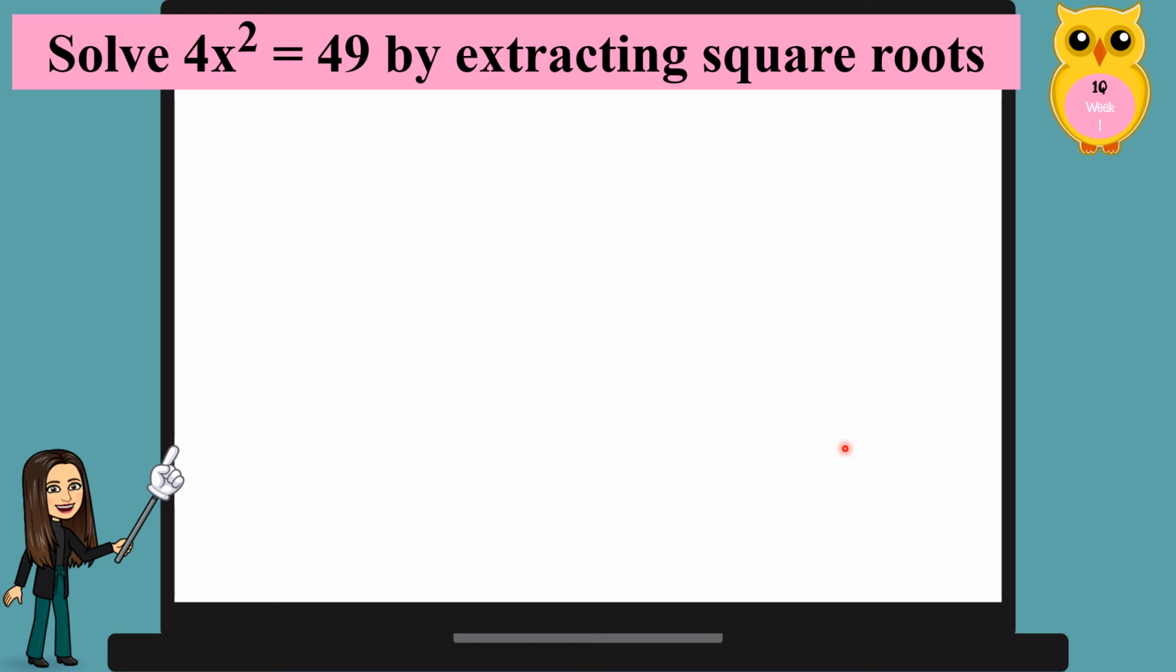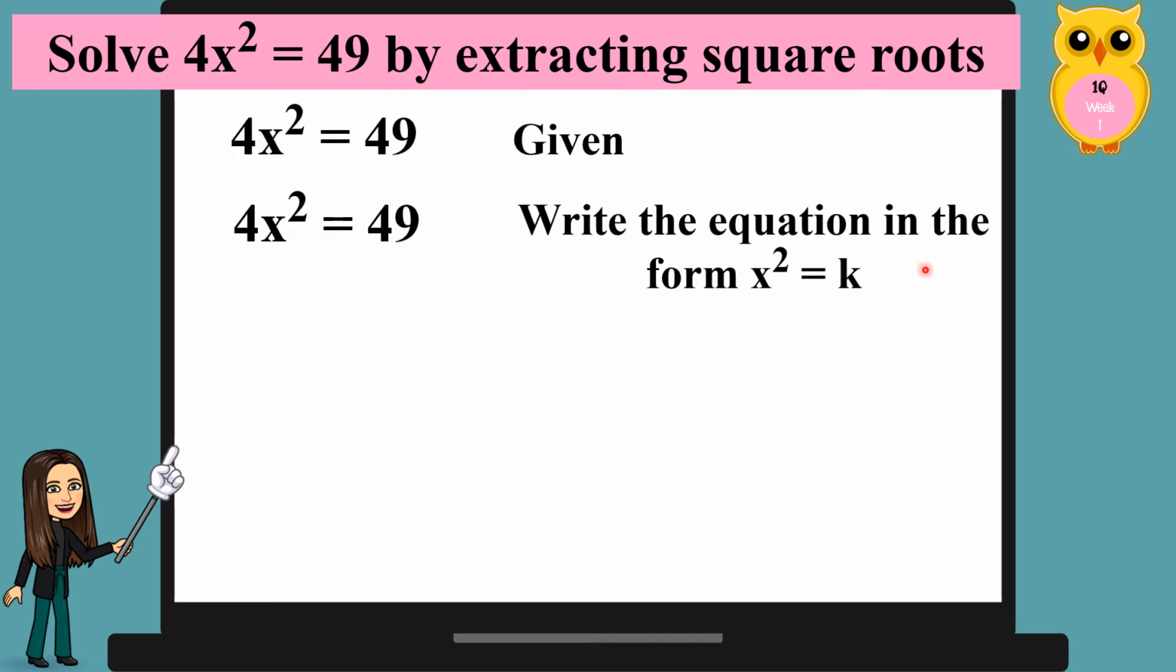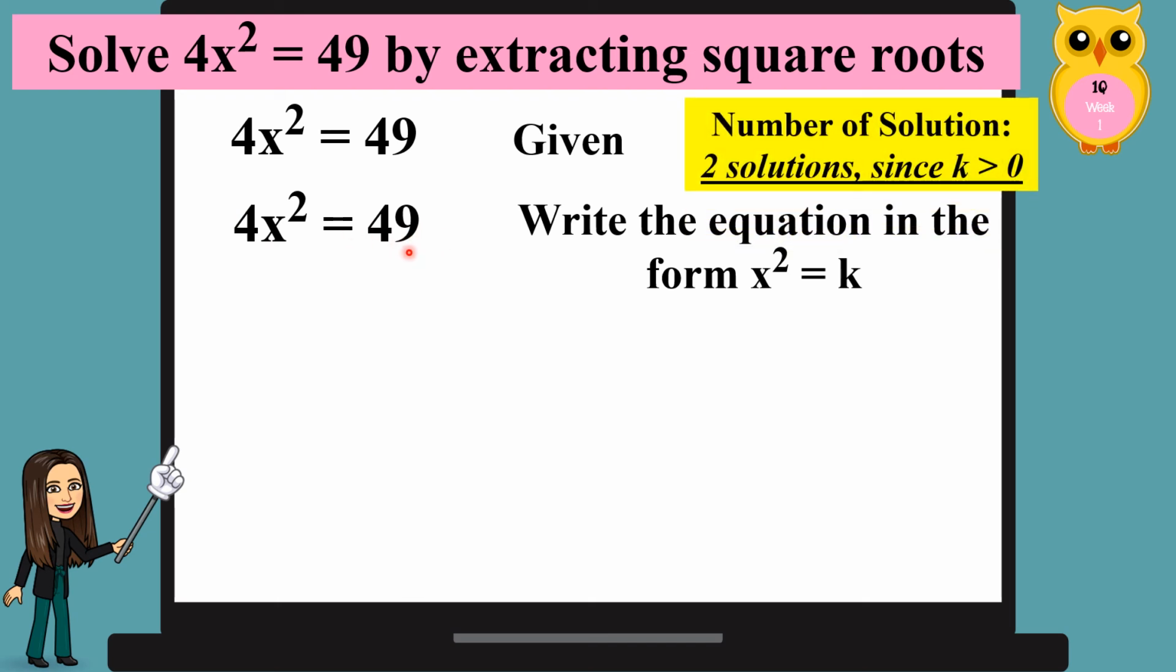Next, solve naman natin 4x squared is equal to 49. So again, ito po yung ating given. So we have to write the given quadratic equation again on this form. Since siya po ay nakasulat na into that form, we'll just simply rewrite. Since the value of our k is 49, which is greater than 0, then we have here 2 solutions.